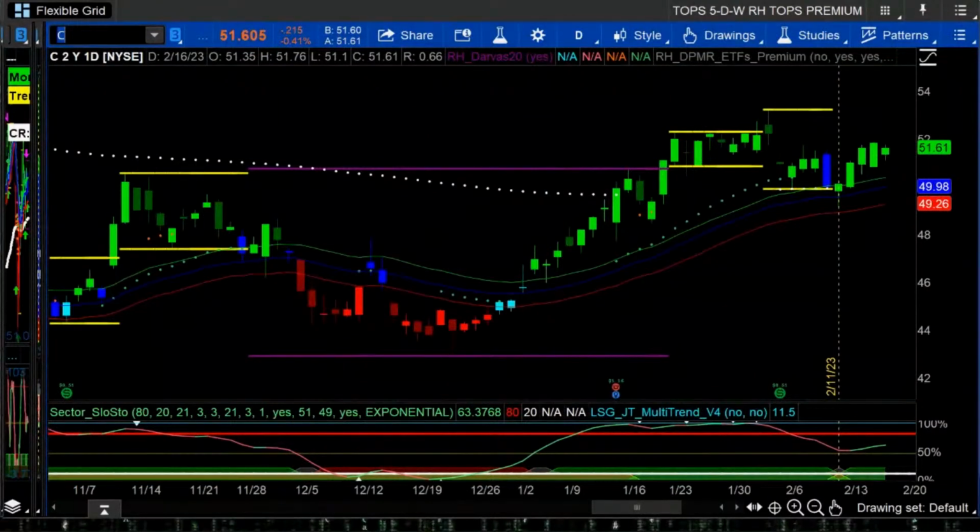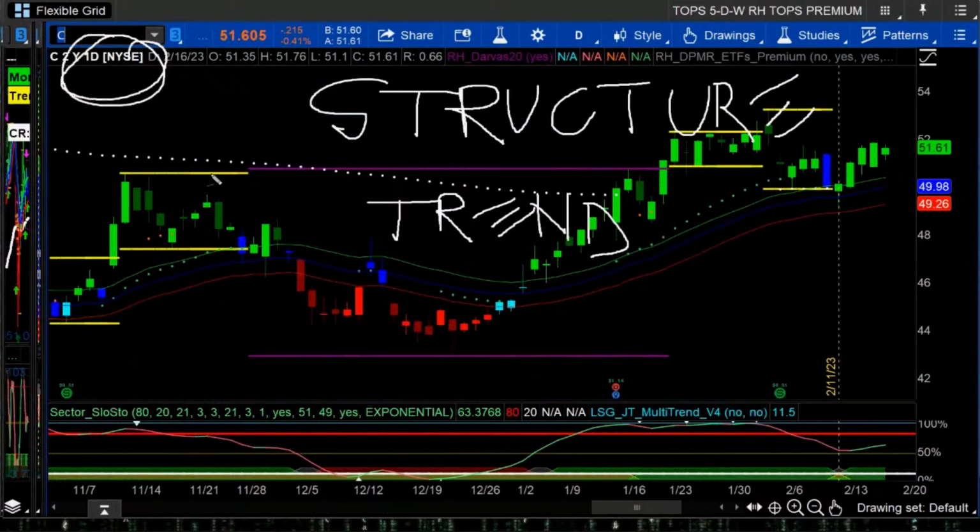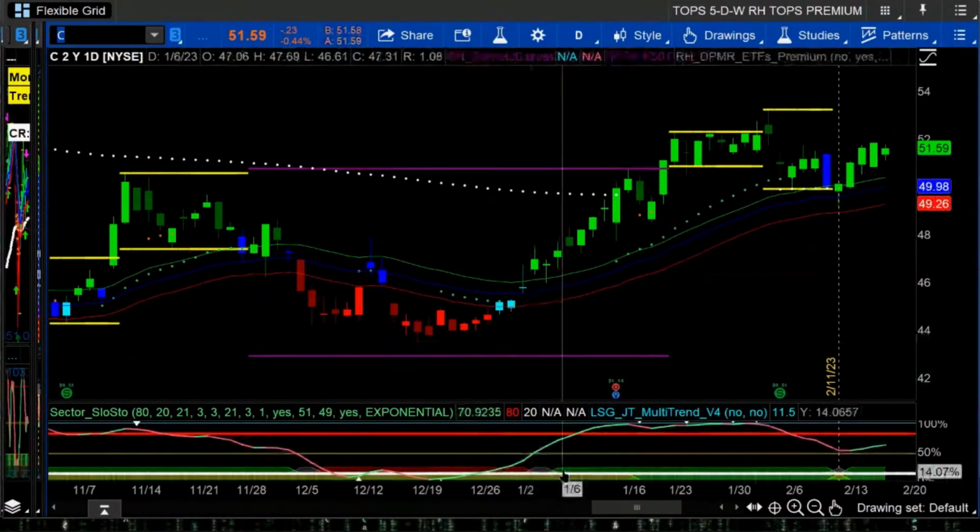And I would be absolutely remiss if I did not talk about structure, because everything relies on structure. What's structure? It's just a fancy way of saying, maybe not so fancy, what's the trend in the market specific to the interval, specific to the time frame? What's the trend on the daily? What's the trend on the 1 hour? What's the trend on the 5-minute?